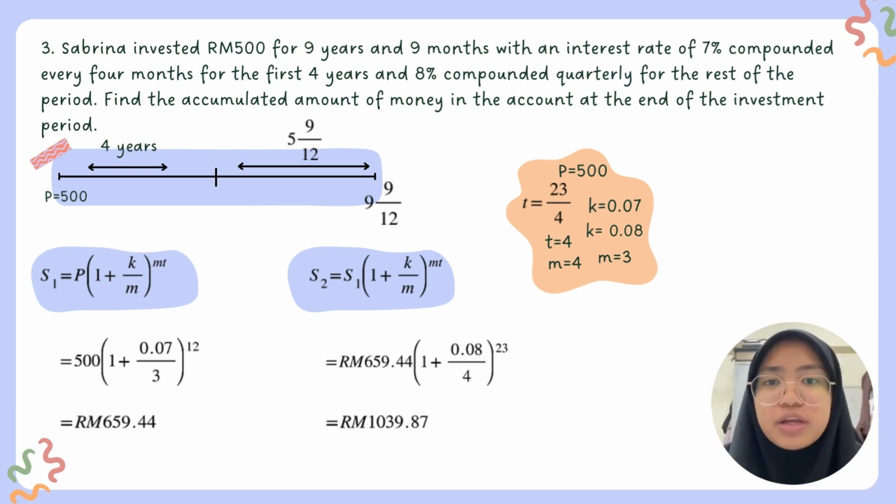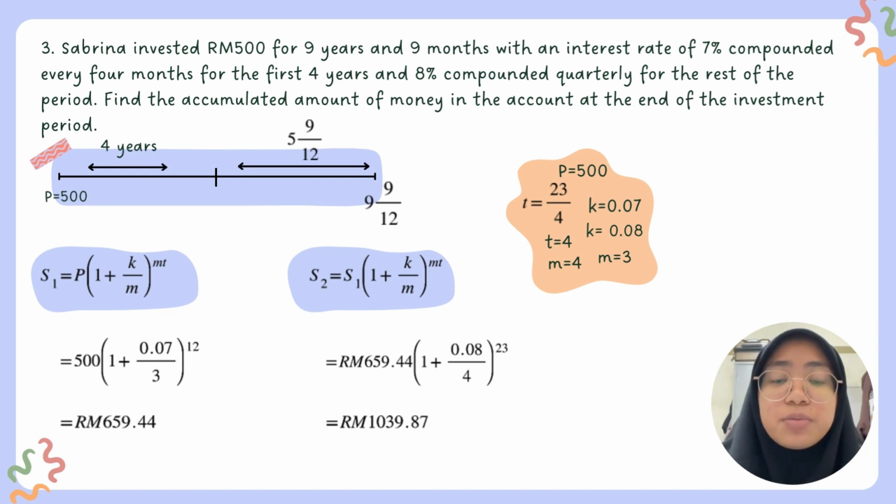For question 3, they already give us P, which is 5,000 ringgit. K is 0.07 and 0.08. M is 3 and 4, and the last, T, is 4 and 23 over 4. First of all, we need to use the formula S = P(1 + K/M)^(MT). So, we got 5,000 ringgit (1 + 0.07/3) to the power of 12, and we got 6,594.44 ringgit.